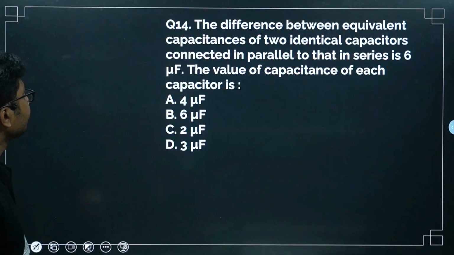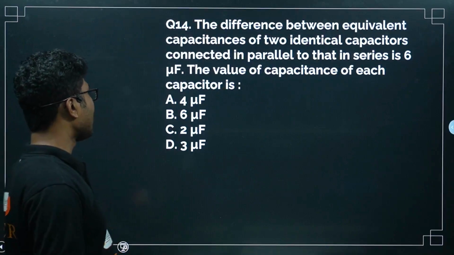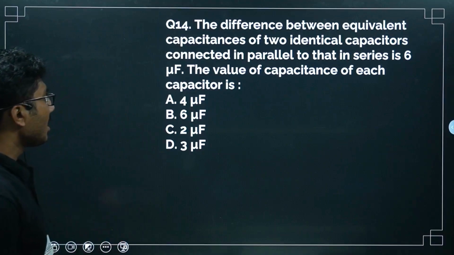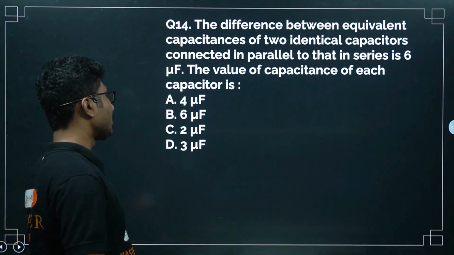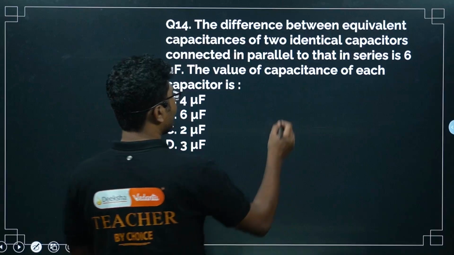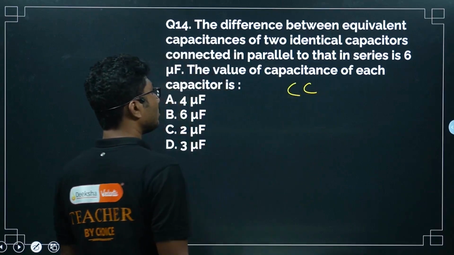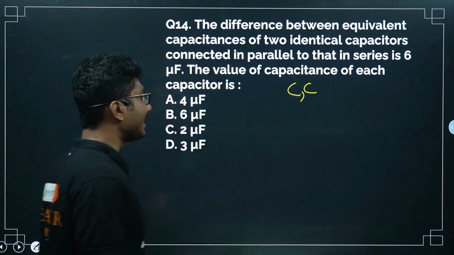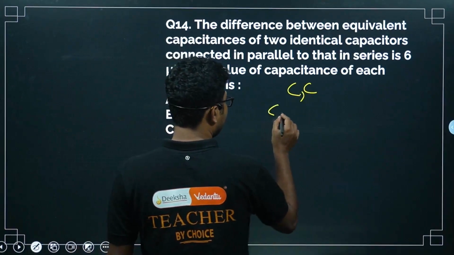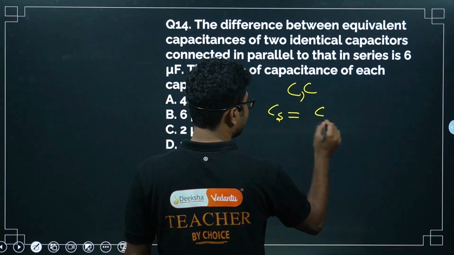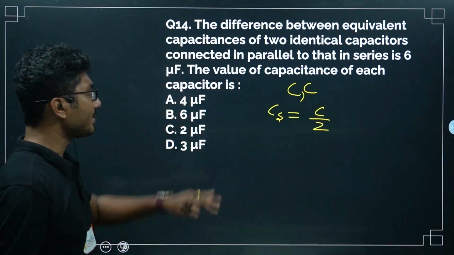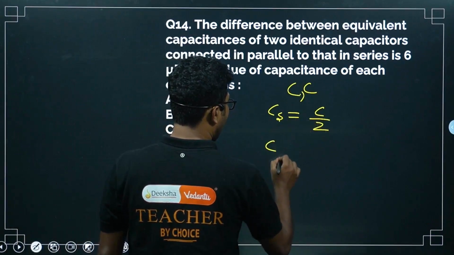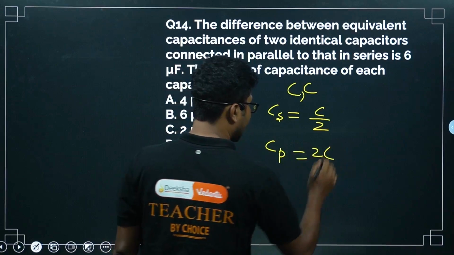Now, let's move on. The difference between the equivalent capacitance of two identical capacitors connected in parallel to that in series is 6 microfarad. The value of capacitance of each capacitor is? Same capacitors, identical capacitors C and C. As I told you while solving this kind of problems, the equivalent capacitance of two identical capacitors connected in series is C by 2 and in parallel is obviously 2C. They are getting added, right.